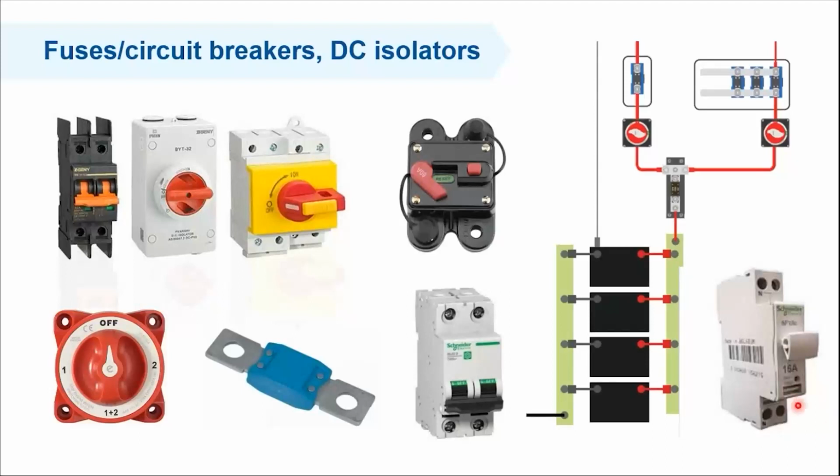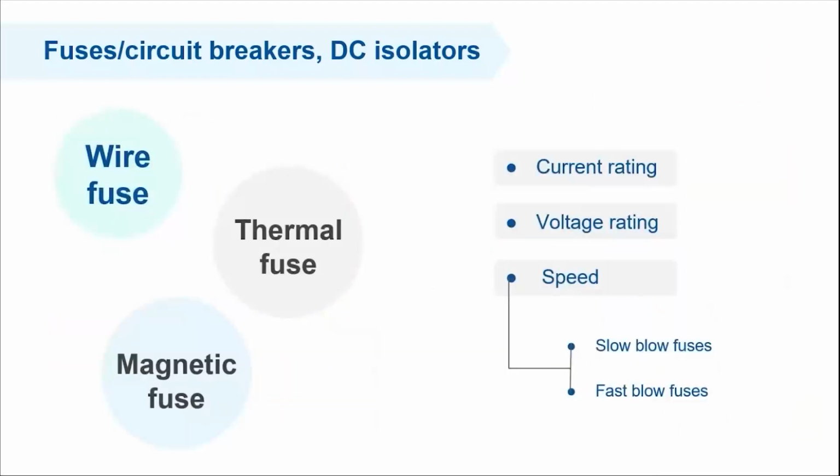Several types of these fuses are available in the market, and they tend to be confusing. We have ANL, Mega, CNN, and so on. We have the isolators, we have the fuse holders, and we have automatic switches or circuit breakers, MCBs and so on. So in general, you have three types of fuses. You have the wire fuse, the thermal fuse, and the magnetic fuse.